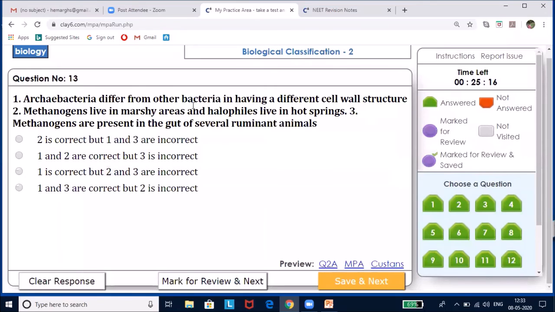Archaebacteria differ from other bacteria in having different cell wall structure. True. Methanogens live in marshy areas and halophiles live in hot springs. No. Halophiles live in salty areas. Methanogens are present in the gut of several ruminant animals. True. So 1 and 3 are correct, but 2 is incorrect.